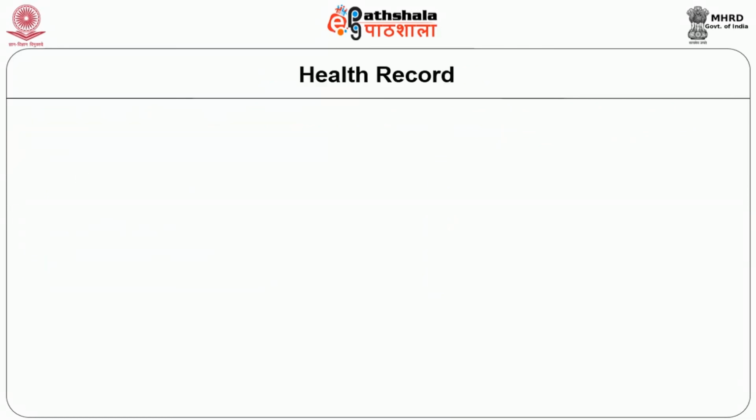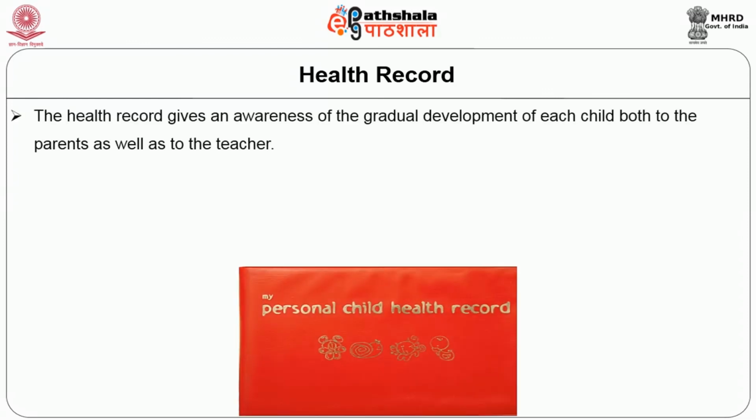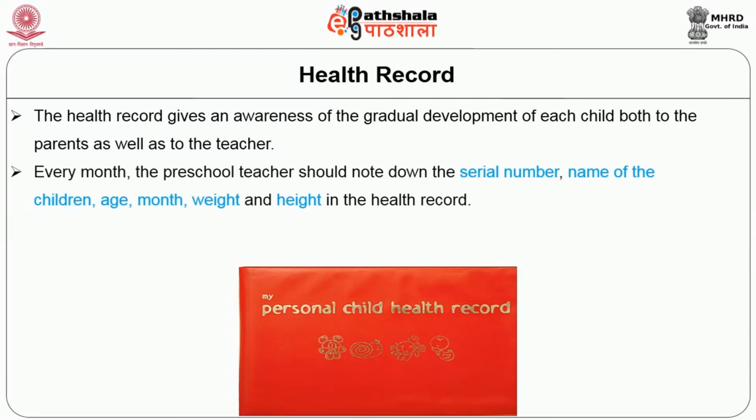Let's take a glance at some of the records in detail. The first one is the health record. The health record gives an awareness of the gradual development of each child both to the parents as well as to the teacher. Every month, the preschool teacher should note down the serial number, the name of the children, age, month, weight and height in the health record.